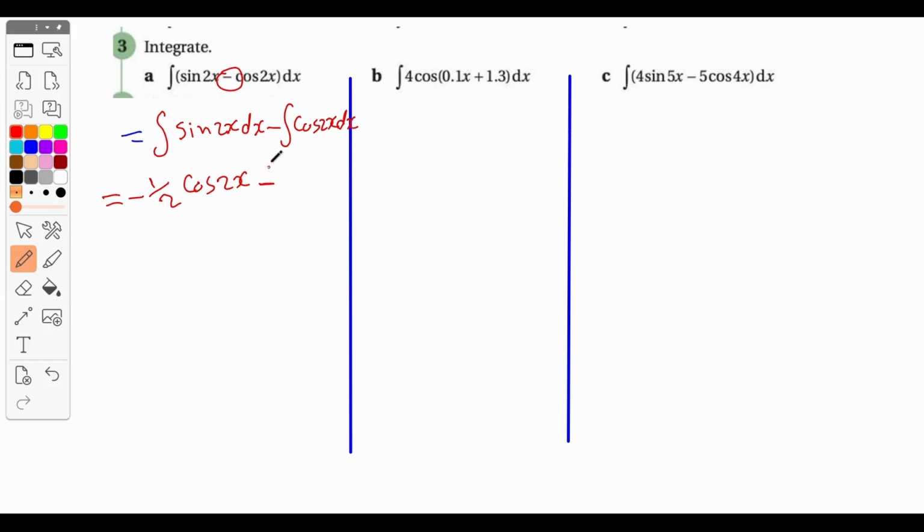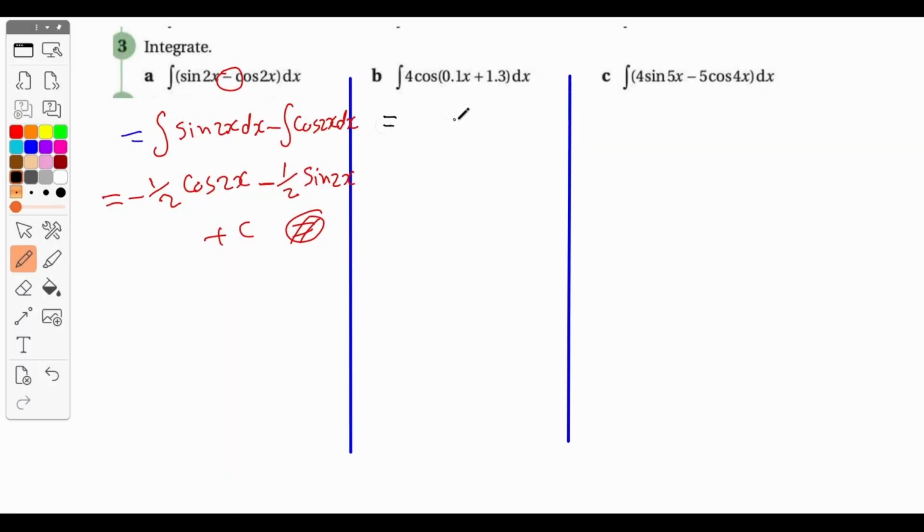We say minus, this is a sign in between. The integral of cosine is sine. So we say negative 1 over 2, because here again we have ax, negative 1 over 2 sine 2x, then plus c. So this is the answer of this question just by integrating each term one by one. Okay, so negative half cosine 2x minus half sine 2x plus c.